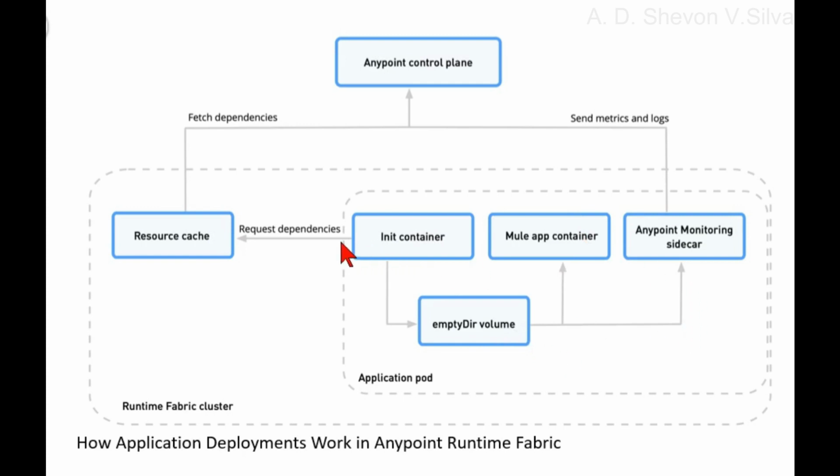Here init container is connected to resource cache via request dependencies, and resource cache is connected to Anypoint control plane via fetch dependencies. Here the Anypoint monitoring sidecar is connected to Anypoint control plane via send metrics and logs.